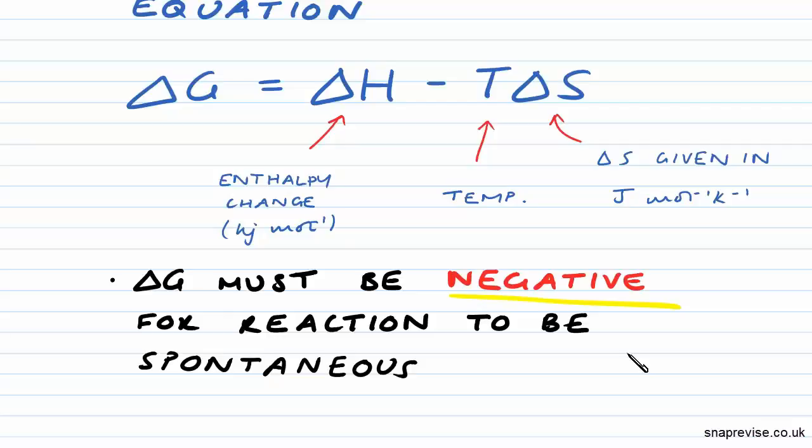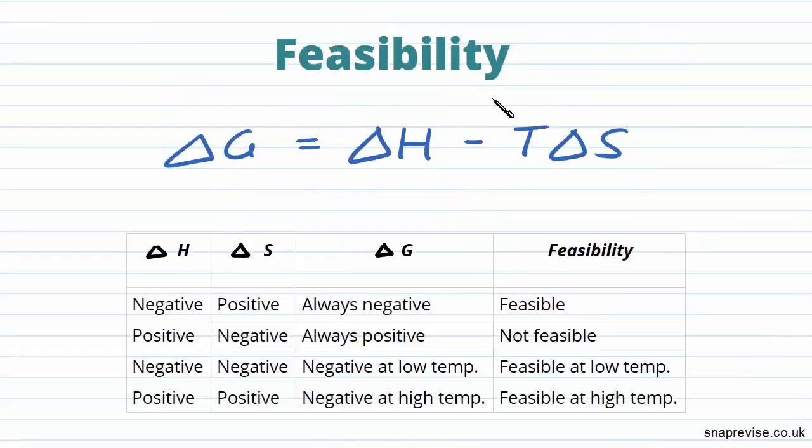So let's have a look at the feasibility of reactions using the Gibbs free energy equation. Well, here we have our Gibbs free energy equation. So if we were to have a negative value of enthalpy, a negative enthalpy change, and a positive value for entropy change of the system, you can see we'd have a negative value and we'd be taking away a positive value, making our value more negative. We'd result with a negative delta G, meaning that our reaction would be feasible because delta G is negative.